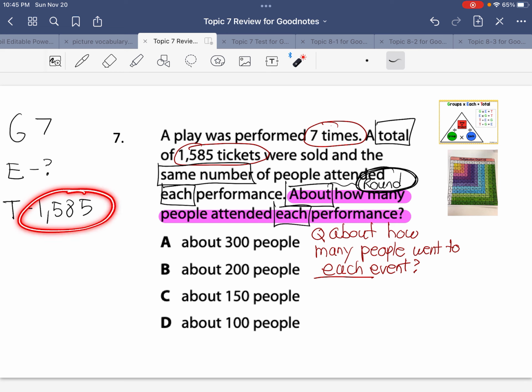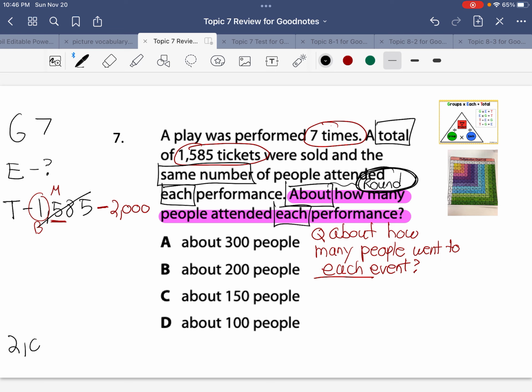So I'm going to round my biggest number, 1,585. If it doesn't tell me where to round to, I'm going to round to the nearest left. So that means my 1 is my baby. My mom is the 5. So if mom is 5 or more, baby is going to round up to a 2. That means now I have 2,000. Okay. So now I can continue. I'm going to forget about this number, and now I'm going to be doing 2,000 divided by 7.